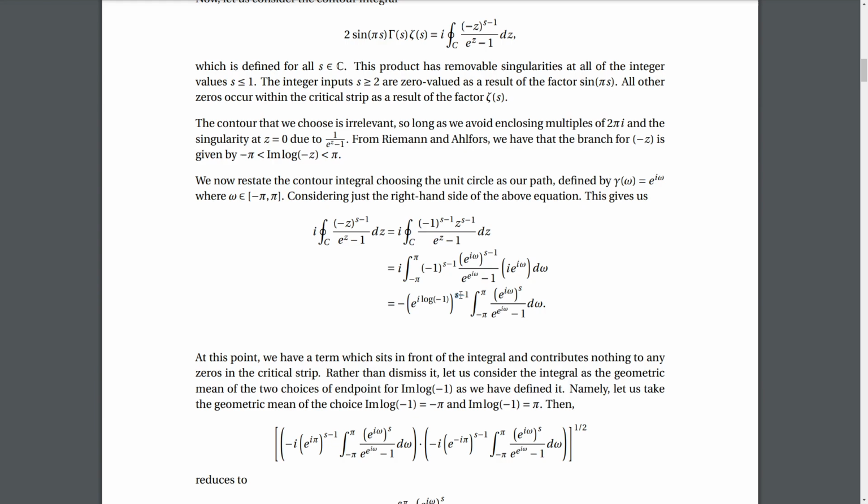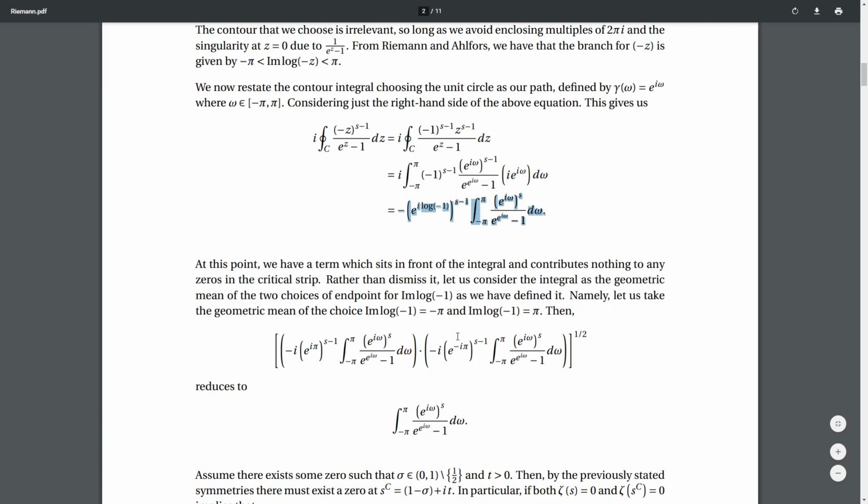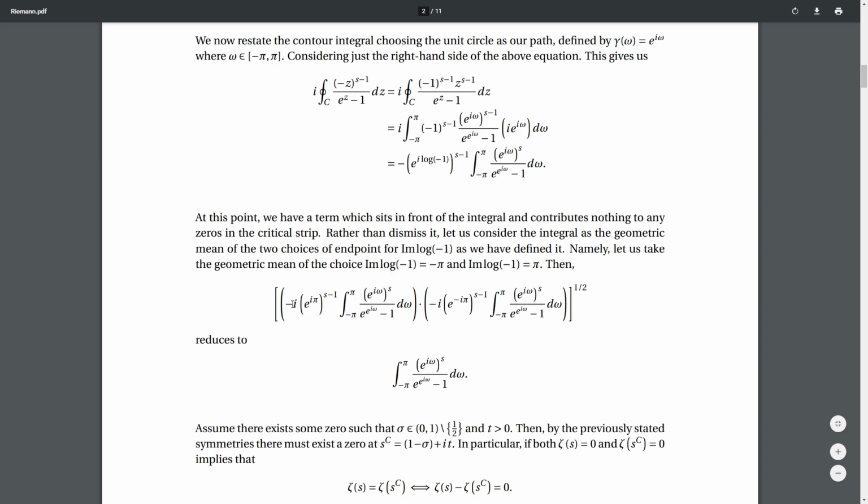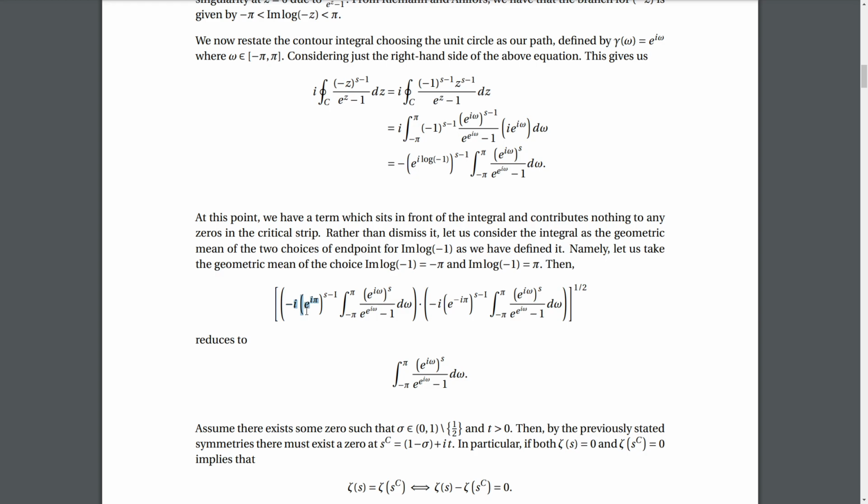So let's consider the geometric mean of the two choices for log of negative one. One being negative pi, and the other being pi. So if we take the geometric mean of this with the two possible definitions, then we end up with this. Right? So here it's e to the i pi, and here it's e to the i negative pi. I don't know that we actually needed these i's here, so maybe these i's are actually superfluous. I think it canceled out whenever we brought this i forward, but I didn't remove it from my notes. Anyway, we have a negative e to the i pi to the s minus 1 here, and negative e to the minus i pi to the s minus 1.